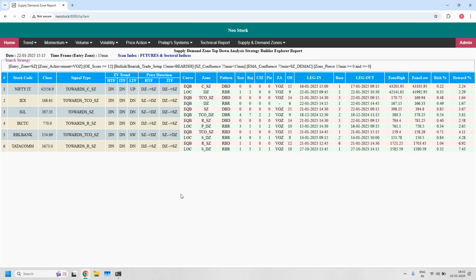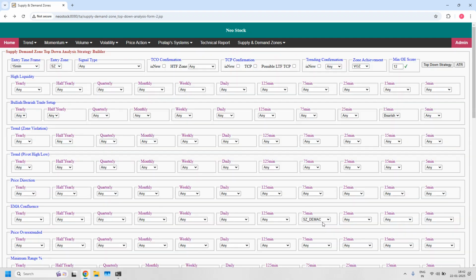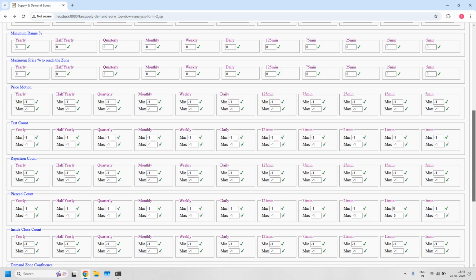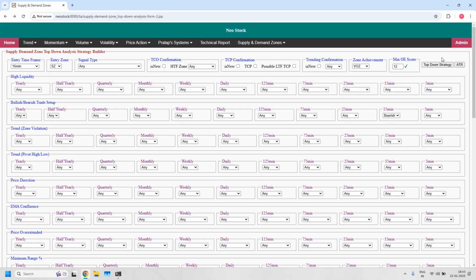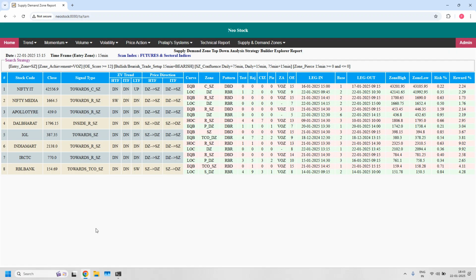Now let's look for LTF, ITF, HTF supply zone confluence. I am removing this ITF specific EMA filter. We should now look for HTF specific. So in the supply zone confluence, we have to set 3 filters. The first filter is already enabled. This is LTF, ITF. The second filter is 15 minute supply zone with daily supply zone confluence, and 75 minute supply zone with daily supply zone confluence. With all the 3 filters, LTF, ITF, HTF supply zone confluence, we got 8 stocks.